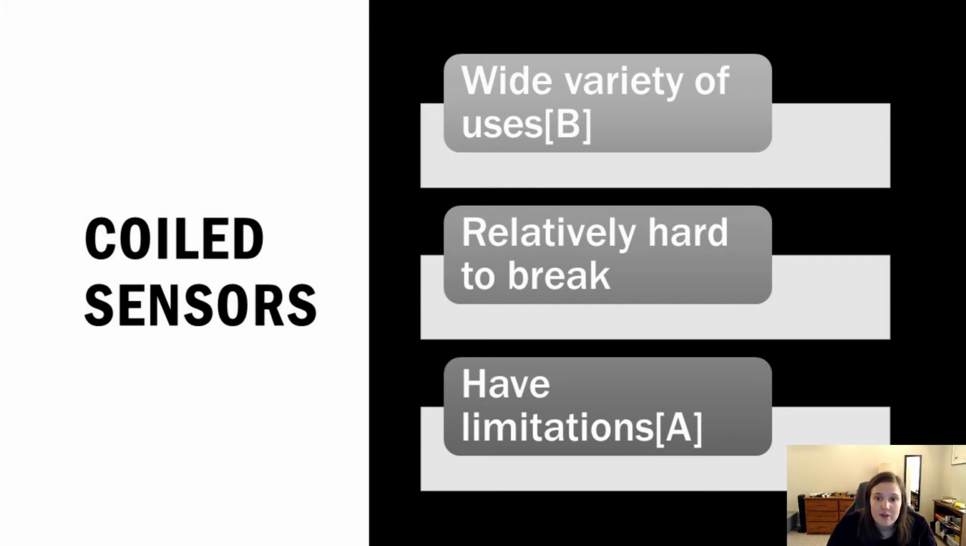Coiled sensors have a wide variety of uses: magnetic storage devices such as magnetic tape or a hard disk, induction heating, radio antennas, stereos, record players, and metal detectors. Coiled sensors are fairly durable due to their shape, but are only able to detect time-varying signals, so a still signal or one that is moving too slow may not be detected.